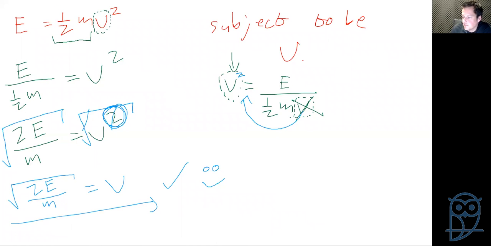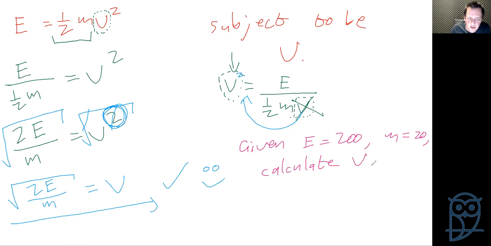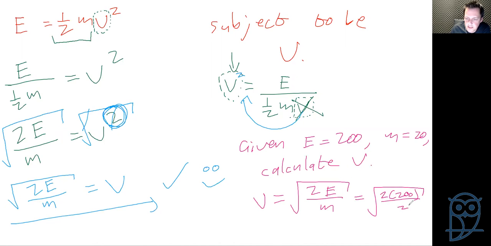Now, if I say to you, given that E is 200, m is 20, calculate V, you could again either sub it into the beginning or sub it into the formula that you have already, because we are now trying to find V. So V equals the square root of 2e over m, which is the square root of 2 times 200 over 20.